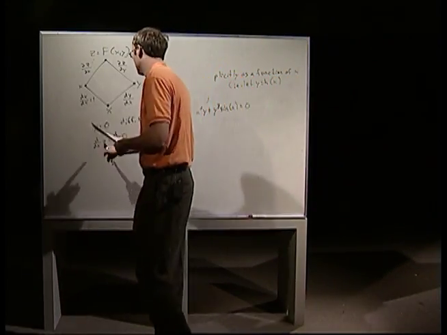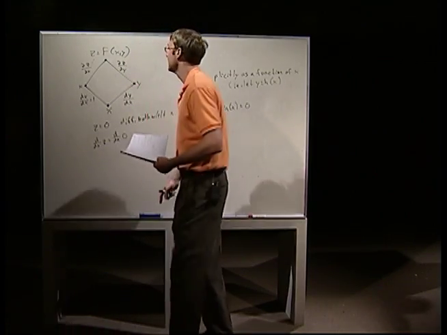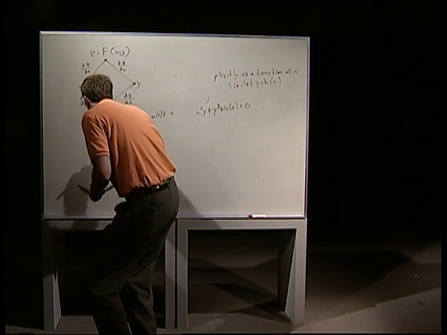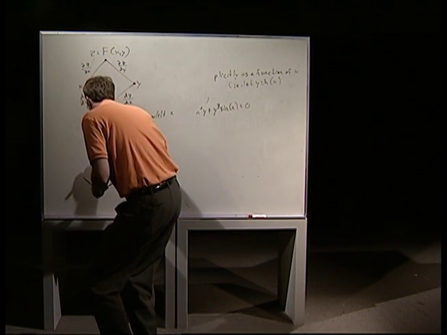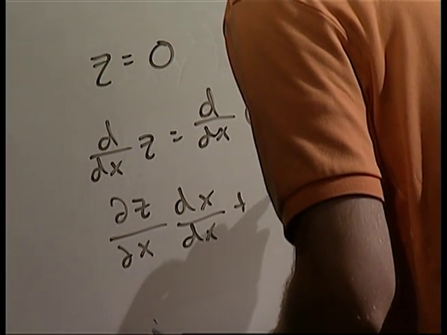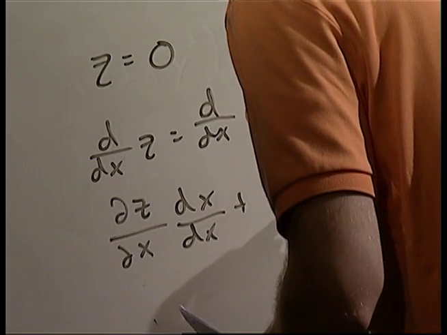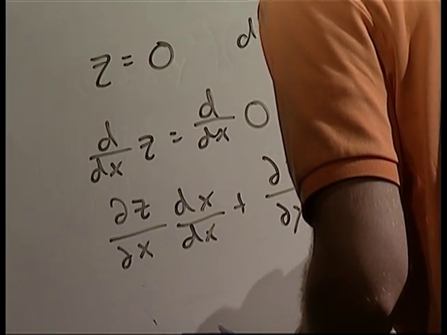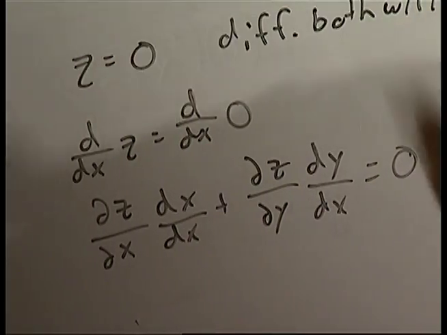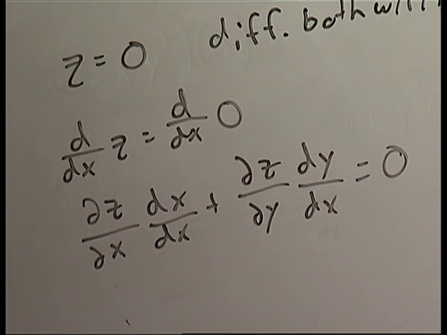What do I get? Well, this guy over here, follow the chain rule. I get partial z partial x, dx dx. That's unexciting because it's 1. Partial z partial y, dy dx equals 0, right? Because this is the chain rule applied to z.